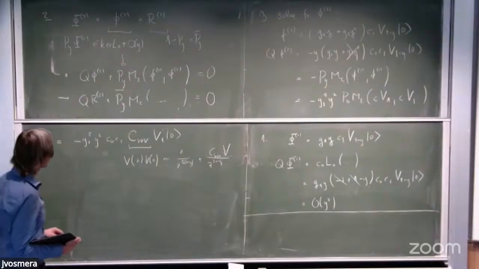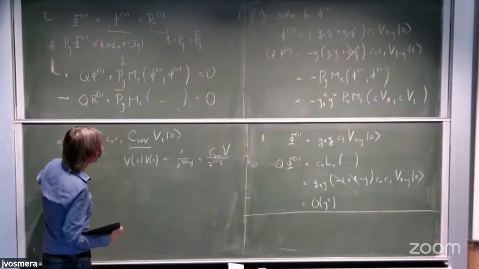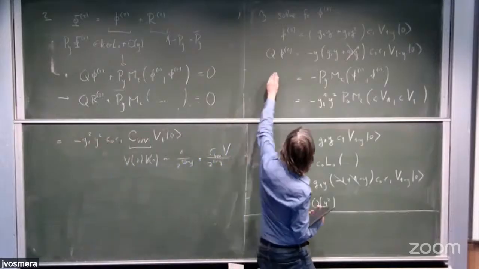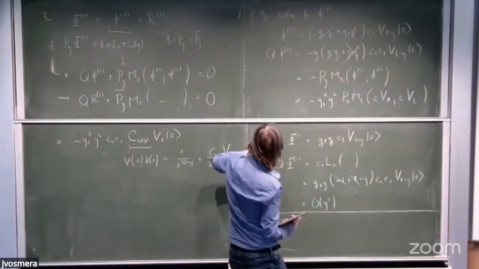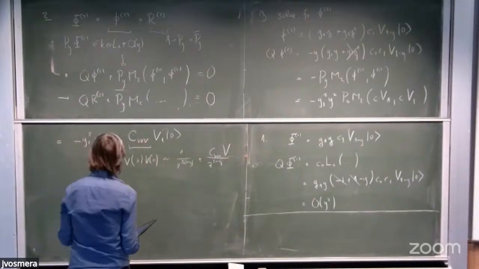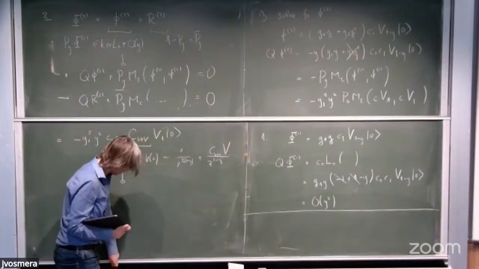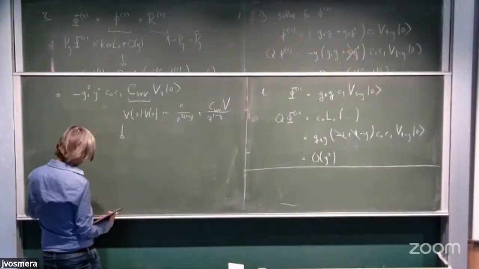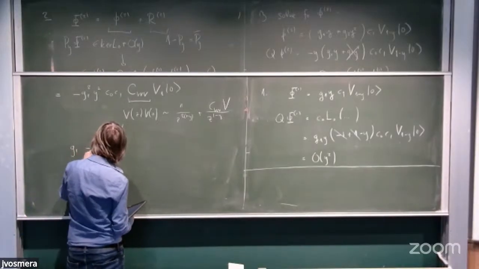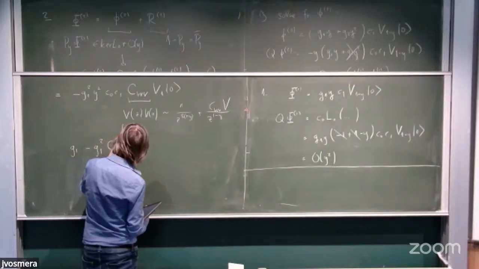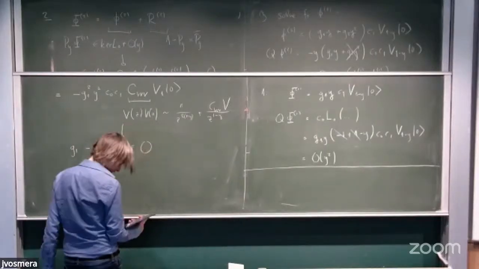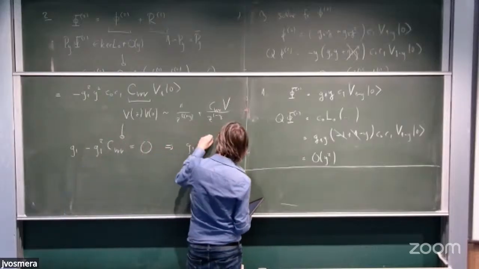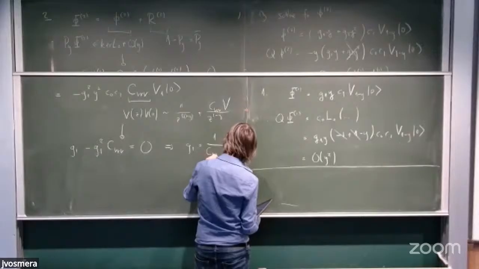So then I can just compare the two sides of the equation of motion. So this is the right-hand side, and then the left-hand side is whatever I got from computing Q on phi2. And you see that in order for the equation of motion to be satisfied, I need to have that G1 is equal to minus G1 squared CVV. So that fixes the value of the coupling G1 to be 1 over CVV.